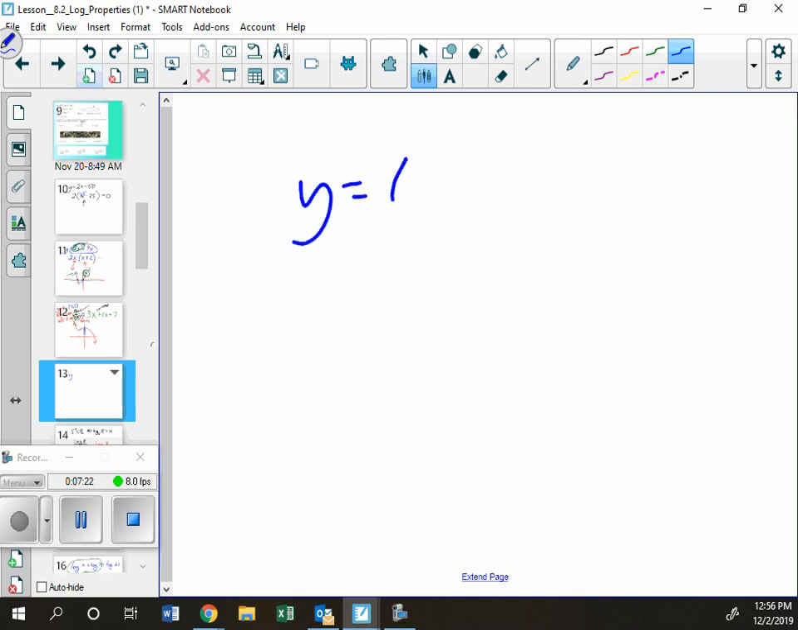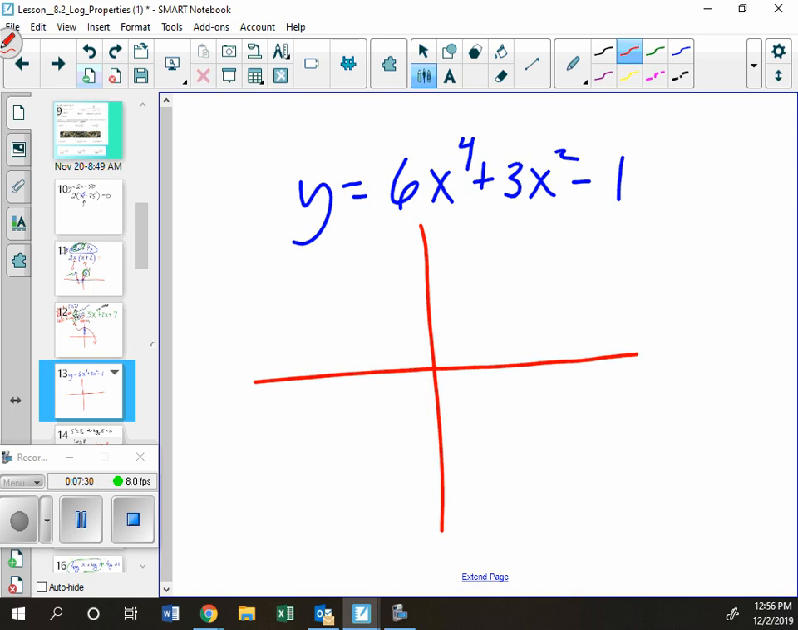y equals 6x to the 4th plus 3x squared minus 1. Make a sketch of this one based on everything you know. And then we're going to talk more about the factoring part, which will tell us the roots, the zeros, the x-intercepts. That's what we're really all about today.